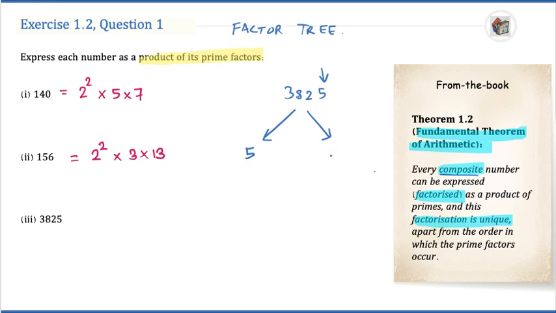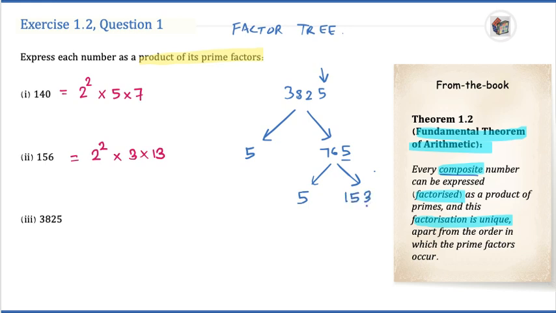Now what is the number that I'll write here? It is 3825 divided by 5. When you do that division, you get 765. Yet again, this ends with a 5, so this is again divisible by 5. When you further divide this by 5, 765 by 5, you will get 153.